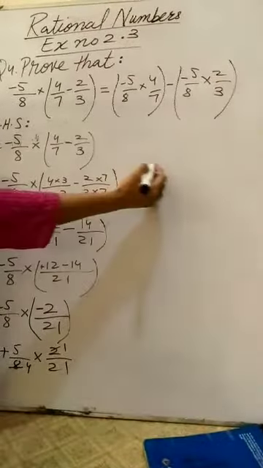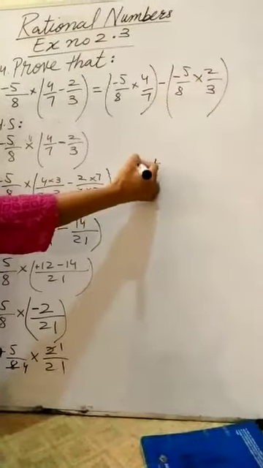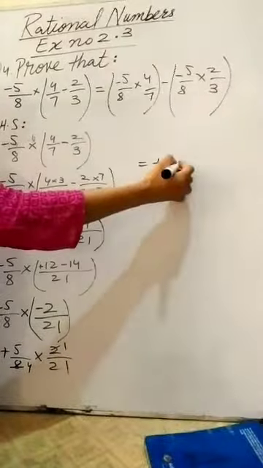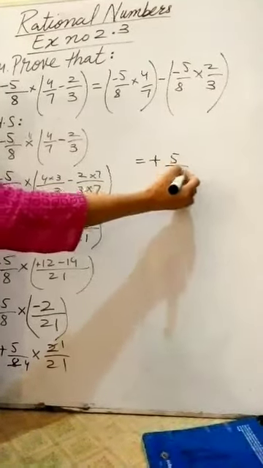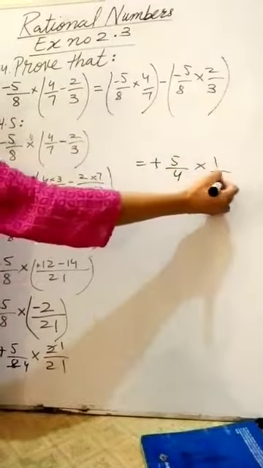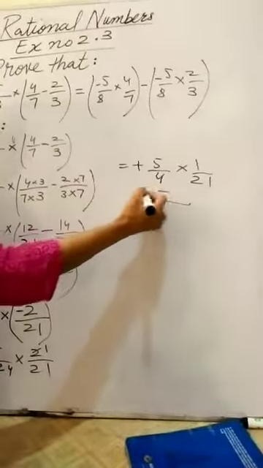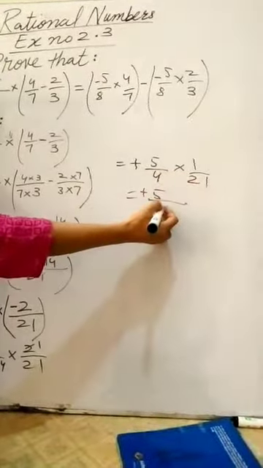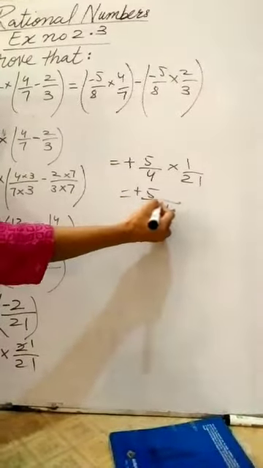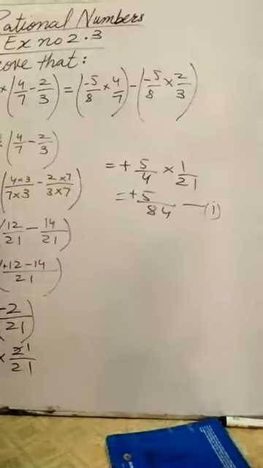plus 5 over 4 multiply 1 over 21. So 5 1 times 5 and 4 times 21 is 84. 4 1 times 4, 4 2 times 8. So this is the equation 1.